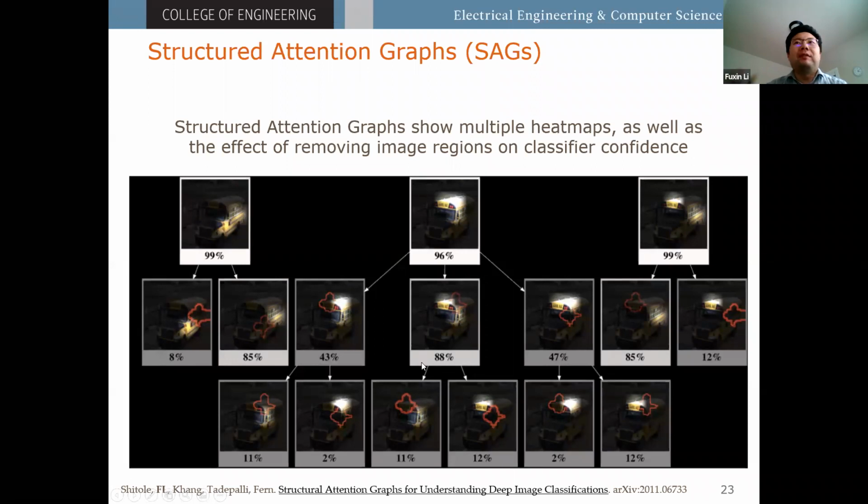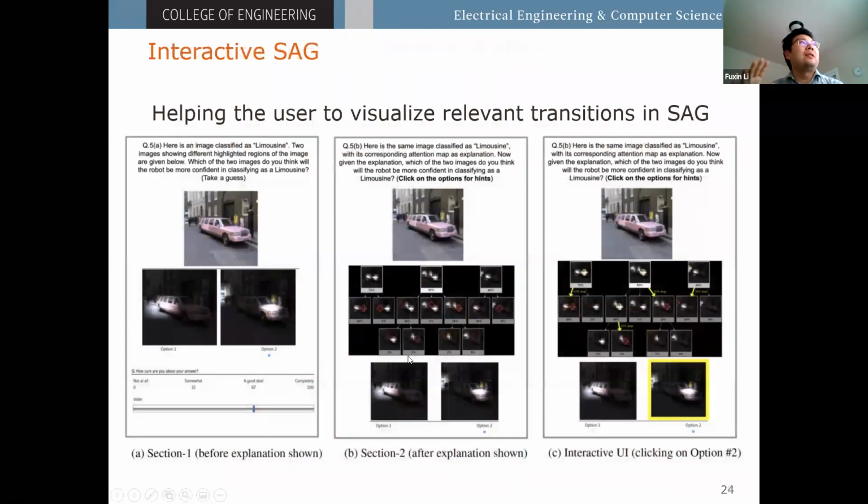And so we tried to see whether this would help users better than just showing them one heat map. The kind of study we ran was to ask users to make a classification on some patches that they had not been shown. We already showed them a lot of heat maps, but then we gave them two new options. This new option has the heat map here, and this new option has the heat map here. And then we asked them which option is more likely to be classified more confidently by the CNN.